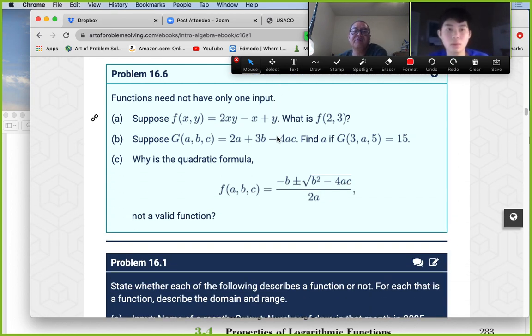Can you read this problem? Functions need not have only one input. A. Suppose f of x and y equals 2xy minus x plus y. What is f of 2 and 3? Yeah, see this function, they have more than one input, right? They have x as input, also have y as input. The output is f of x, y. Then they ask you what is the value for x equals 2, y equals 3. Can you calculate this?